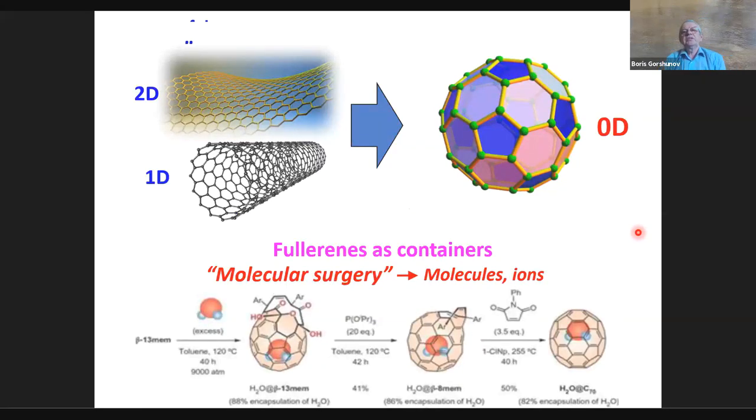Next, fullerenes. These are zero-dimensional carbon structures, nanostructures that are interesting by themselves. But they are also extremely exciting because they can be used as containers due to so-called molecular surgery. Using some procedures, one can open a fullerene, put in some molecule inside, like a water molecule in this case, then close it again, and finally one has this encapsulated molecule, like a water molecule or another ion within the fullerene, and one can study single particle or collective effects in the array of those endofullerenes.